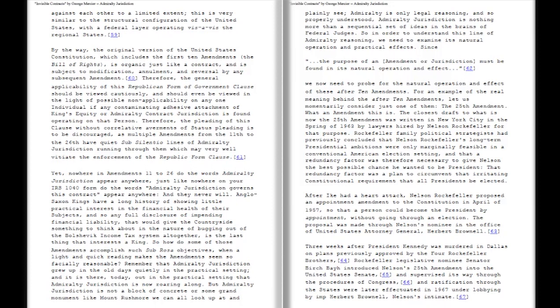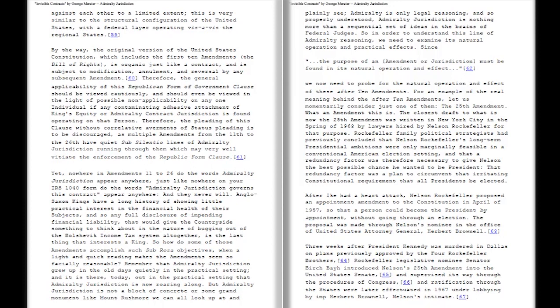Rockefeller family political strategists had previously concluded that Nelson Rockefeller's long-term presidential ambitions were only marginally feasible in a conventional American election setting, and that a redundancy factor was therefore necessary to give Nelson the best possible chance he wanted to be president. That redundancy factor was a plan to circumvent that irritating constitutional requirement that all presidents be elected. After Ike had a heart attack, Nelson Rockefeller proposed an appointment amendment to the Constitution in April of 1957, so that a person could become the president by appointment, without going through an election. The proposal was made through Nelson's nominee in the office of United States Attorney General, Herbert Brownell. 63.